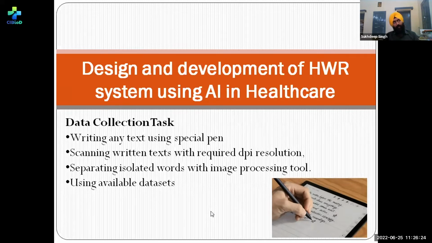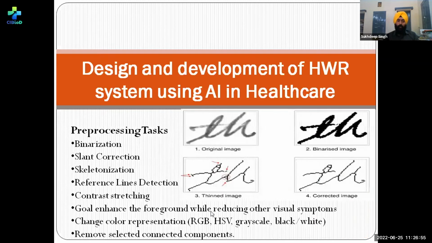After that, we have to separate words and images from our collected data, because it is not certain that the doctor will just use handwriting or just use text on the OPD card. We can also draw some images on the OPD card. So we have to separate that data. And once our data has been collected, we have to perform the pre-processing task.